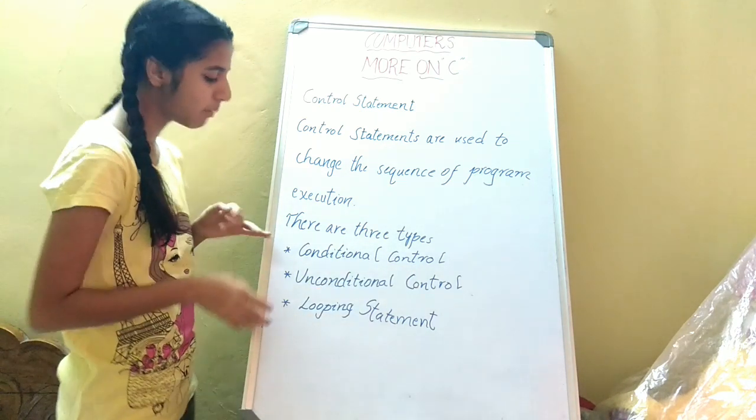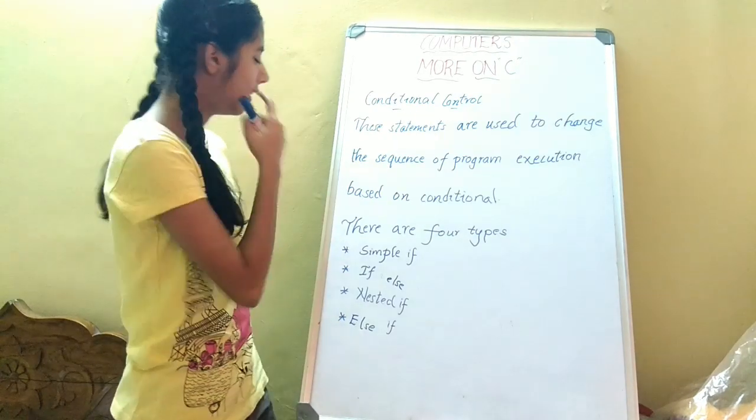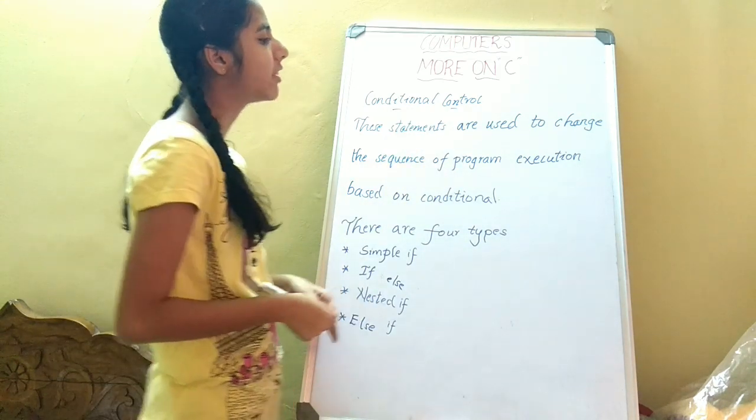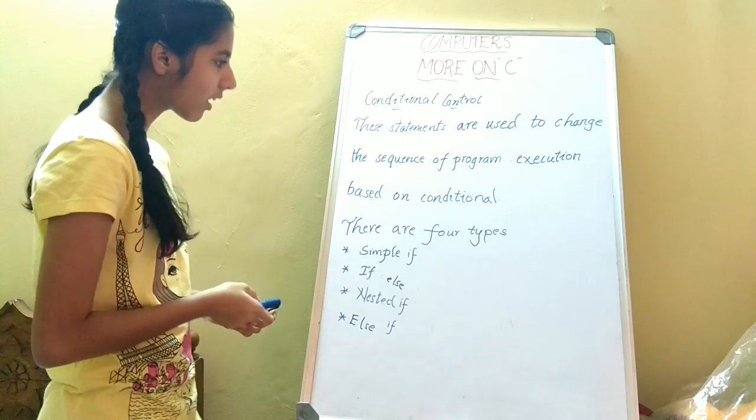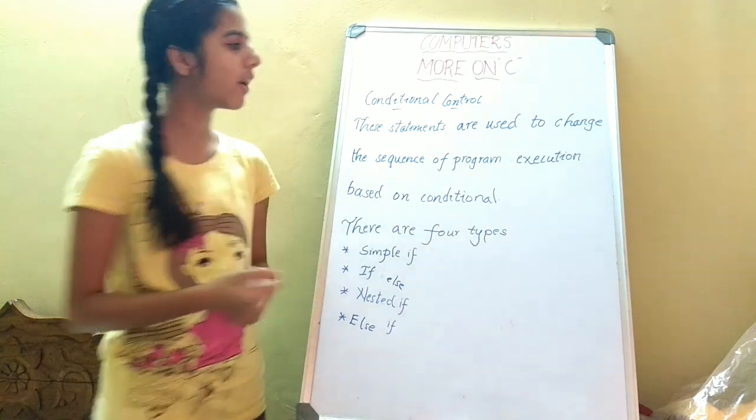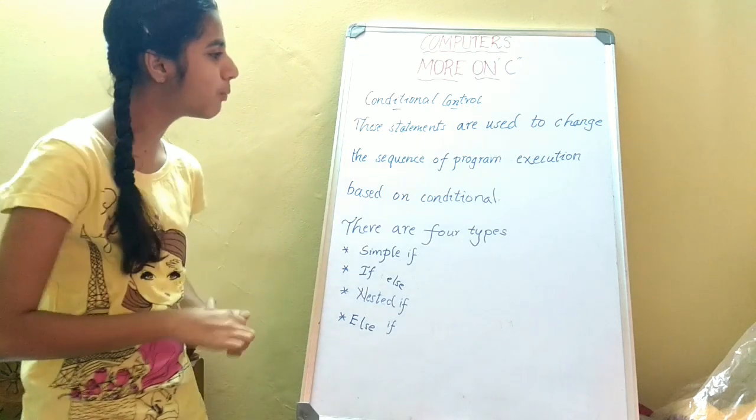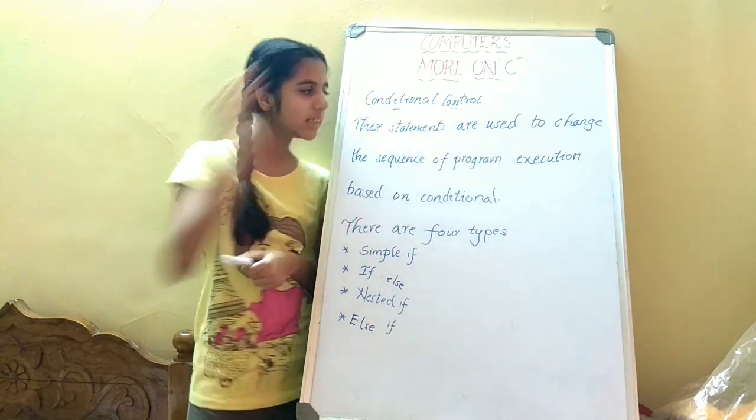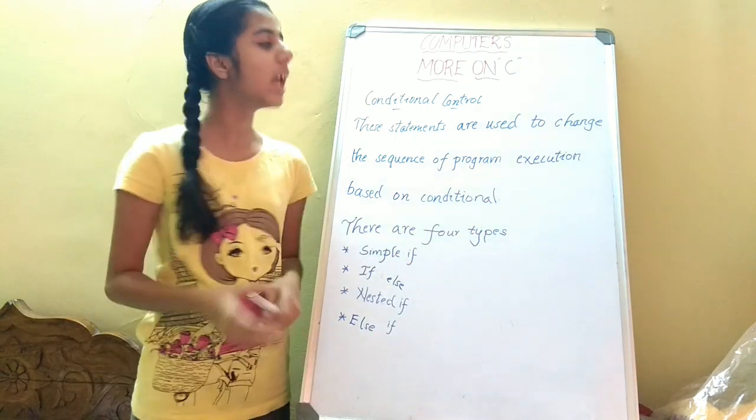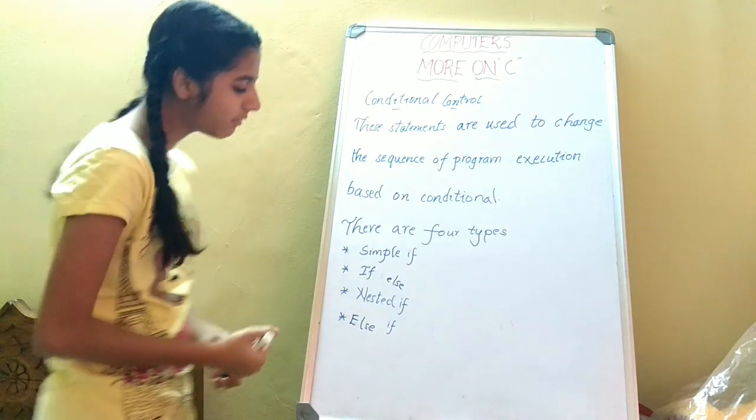Now we will discuss the conditional control statement. These statements are used to change the sequence of program execution based on conditions. They only change the sequence of program execution, and it depends on the conditions whether they execute. There are four types: simple if, if else, nested if, and else if.